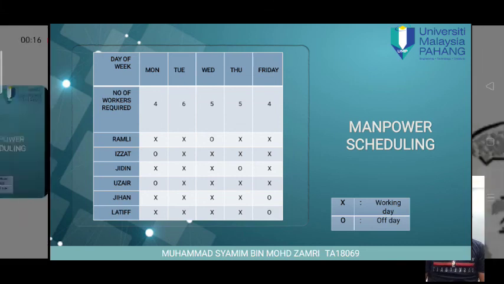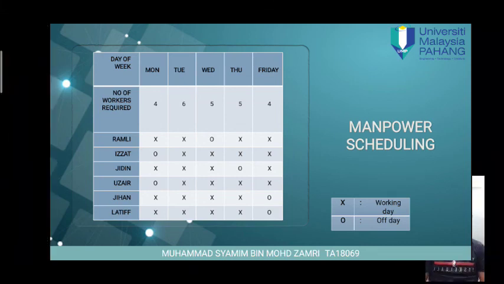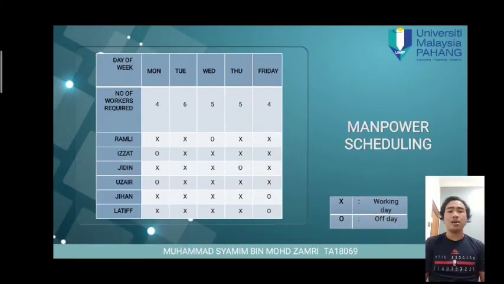For manpower scheduling, or MPS, we decided to use heuristics because it is easier and not too complex to use. Our company is only open on weekdays: Monday, Tuesday, Wednesday, Thursday and Friday. We take workers depending on the gross demand of that day. Our company decided to take 6 workers: Ramli, Izzat, Jidin, Uzair, Jihan and Latif, and they will be in charge depending on the gross demand of that day.